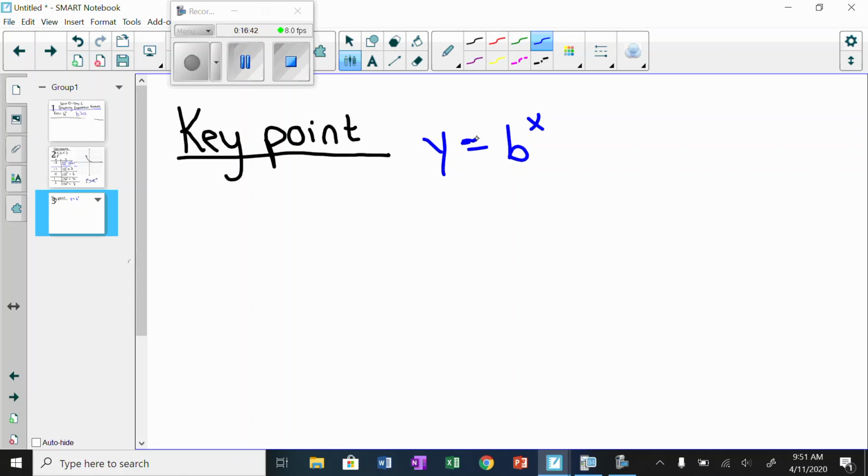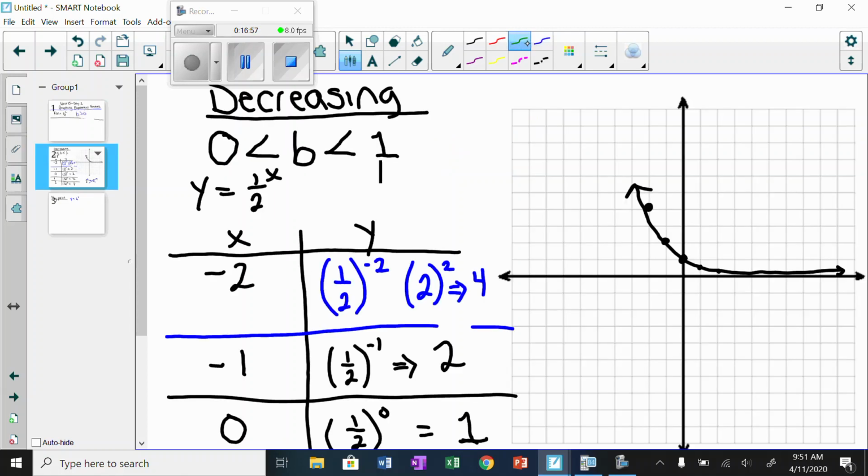There will also be a horizontal asymptote 1 unit below that key point. What do I mean? Well, let's go back to the previous page. Our key point was (0, 1). If we go 1 unit below it, what's 1 unit below (0, 1)? That's the x-axis, (0, 0) here. And if you notice, there's a horizontal asymptote 1 unit below that. And there will always be a horizontal asymptote 1 unit below the key point.